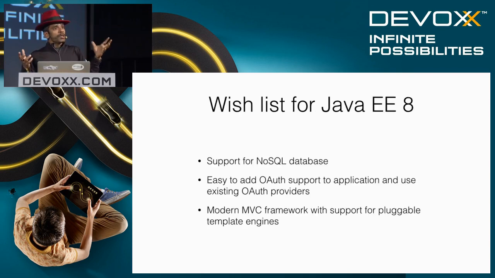So some of the features that we thought are useful over here, which is a wish list, so to say, for Java EE 8: support for NoSQL databases. Now, I can say that that's not going to happen. That's not happening at all. Because when people talk about NoSQL, it's a wide range. Anything from Hadoop to Mongo to Redis, Cassandra, everything is a NoSQL.